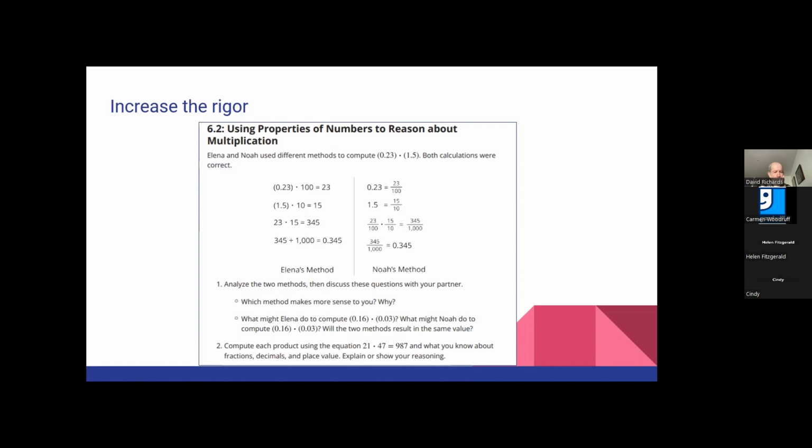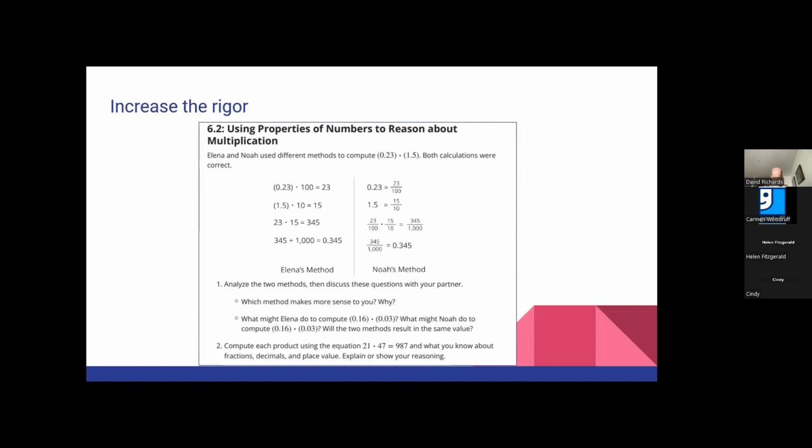The question asks students, analyze the 2 methods, then discuss these questions. Which method makes more sense to you and why? And so this gives our students the opportunity to communicate about math, to think critically. Something I would do for English language learners is give them a lot of time to jot down their answer first, to write down the words that they want to use. Give them access to a dictionary or a picture dictionary or a math textbook so they can look up the language they want to use, or start with sentence frames.